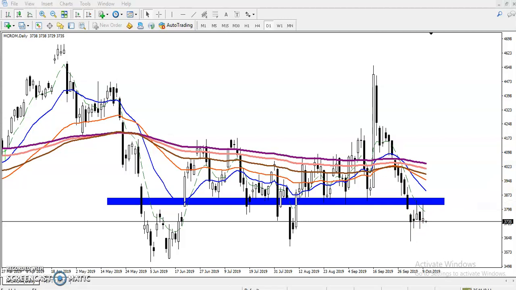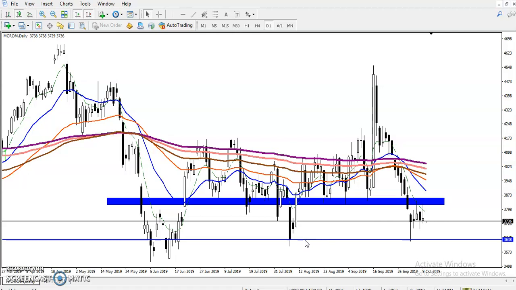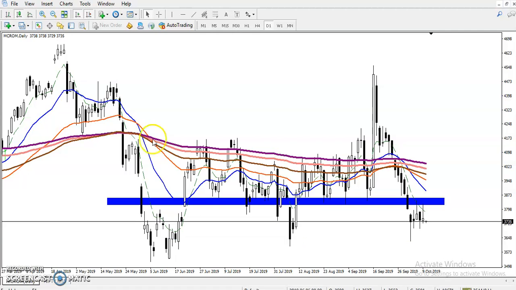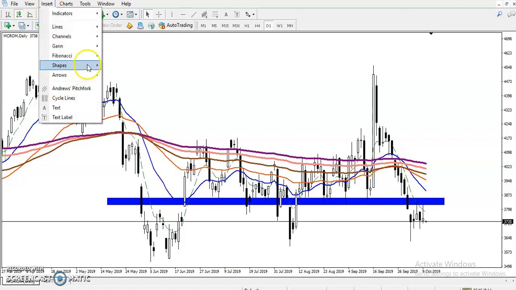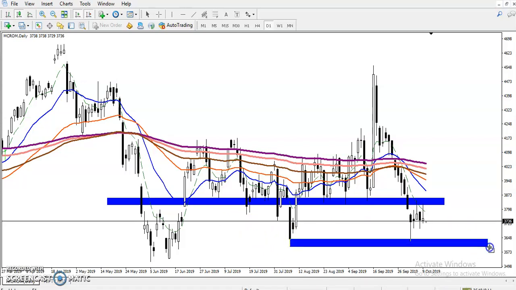Let me draw a horizontal line by connecting this point. Okay, let me draw the zone, then it will be better to identify. This is the body of this candle and this is the tail. I want to connect body and tail. So now we have seen this is the market trading zone. Right now price is running in this zone.